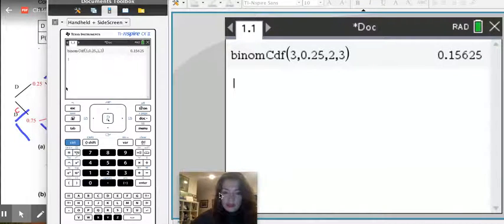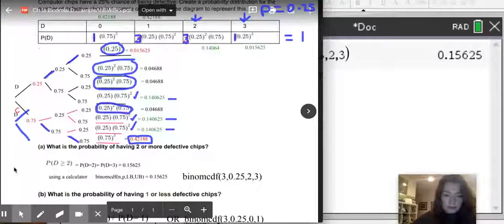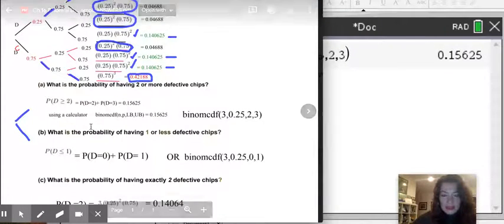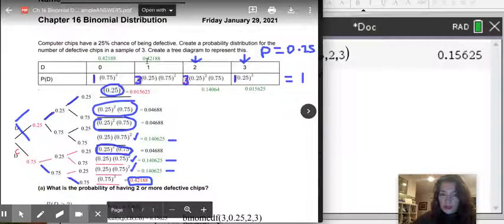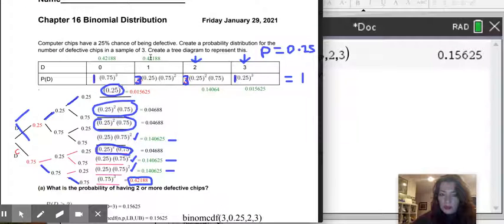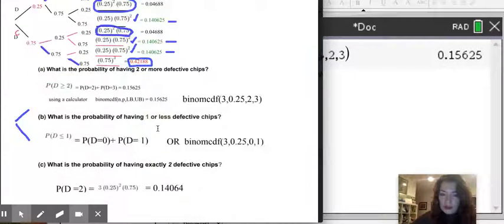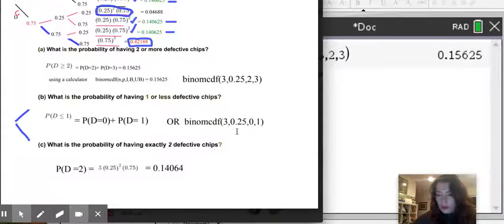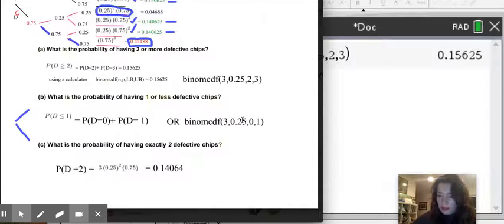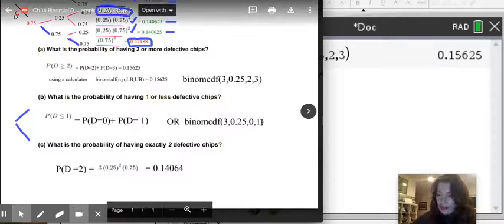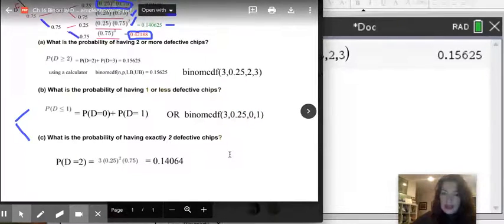Now going to the next example, it's asking you what is the probability of having 1 or less. So looking at our probability model, we can just add up the probabilities for 1, which is 0.42188, and 0, which is 0.42188. You can add those two probabilities together, or using your calculator, you can go to, again, binomial CDF, enter your sample size 3, your probability 0.25. Be careful here, you enter your lower bound, which is 0, and your upper bound is 1. You should get the exact same answer.